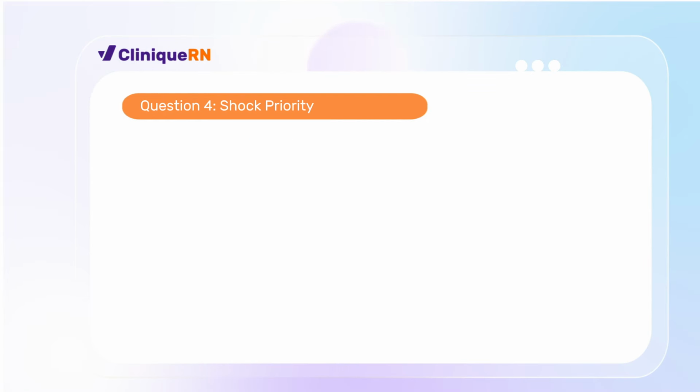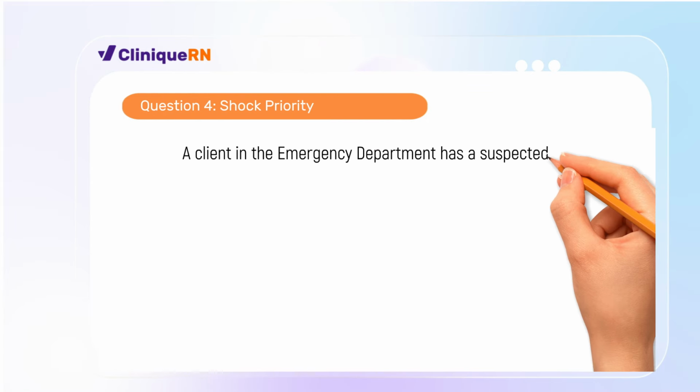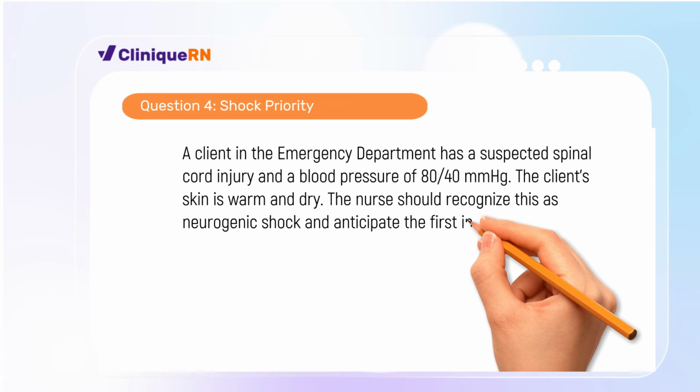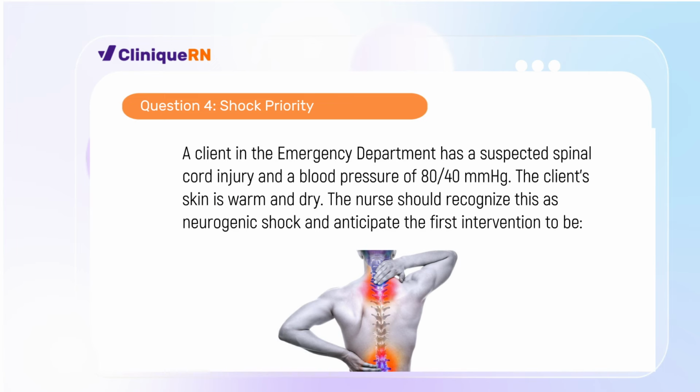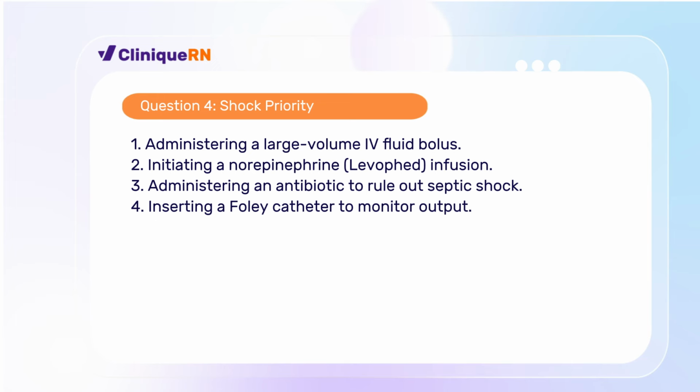Question 4. Shock priority. A client in the emergency department has a suspected spinal cord injury and a blood pressure of 80 over 40 millimeters of mercury. The client's skin is warm and dry. The nurse should recognize this as neurogenic shock and anticipate the first intervention to be 1. Administering a large volume IV fluid bolus. 2. Initiating a norepinephrine, Levophed, infusion. 3. Administering an antibiotic to rule out septic shock. 4. Inserting a Foley catheter to monitor output.